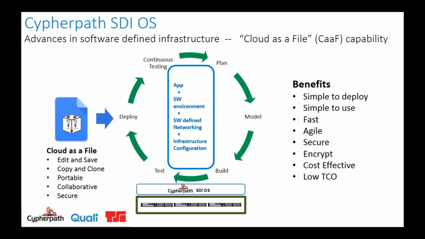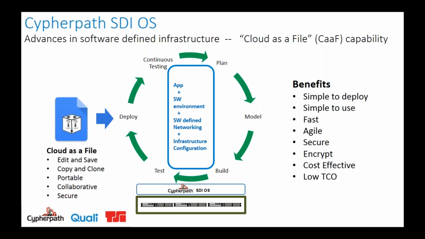Once Cypherpath SDIOS creates this CAF, it has all the properties of a file. You can edit and save them. This capability is used to easily create a similar but slightly modified version of an already designed workload environment. This provides needed agility and flexibility when creating new workload environments or updating a workload environment. Save is also helpful in saving copies for backup and recovery. Incremental snapshotting is also supported by Cypherpath.